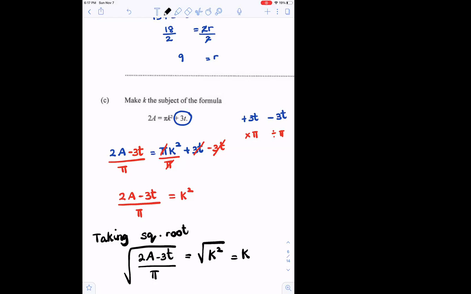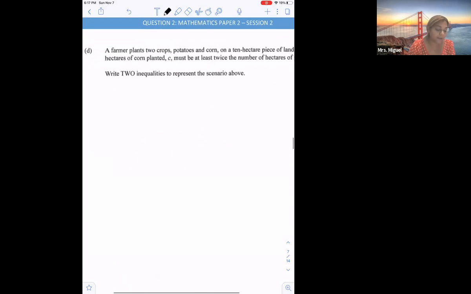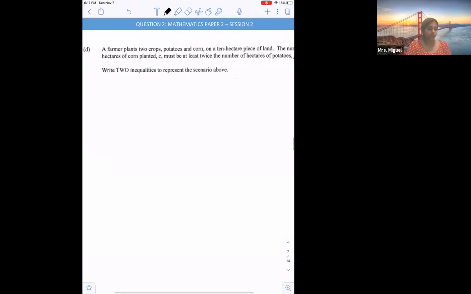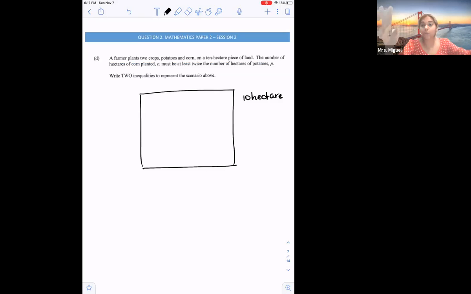Yeah, miss. All right, last one, let me go in. A farmer plants 2 crops, potatoes and corn on a 10-hectare piece of land. So here, this man has a piece of land, and the piece of land is 10 hectares. So which means he can't go and plant anywhere else because he will go outside his plot, right? So you own 10 hectares, you plant in your plot, and you can't go outside and plant anything.